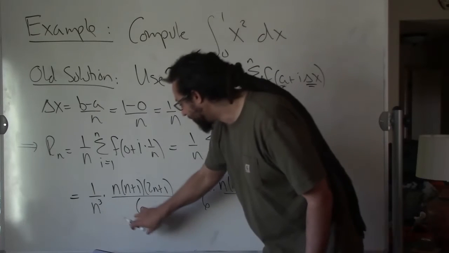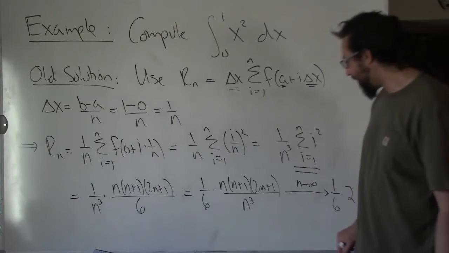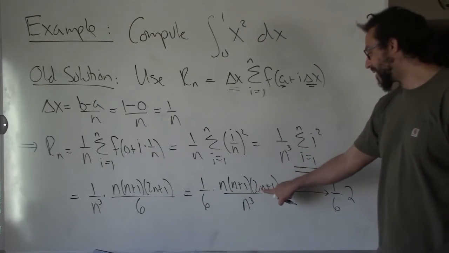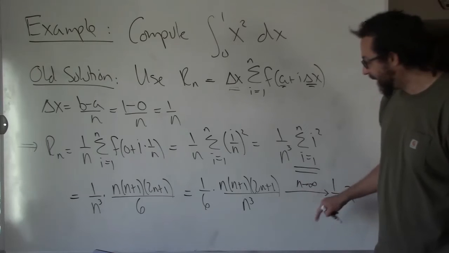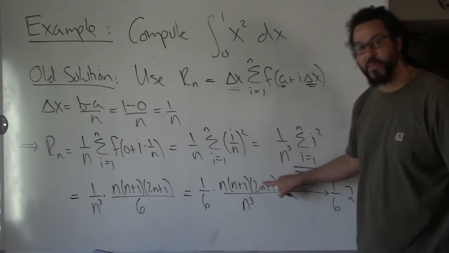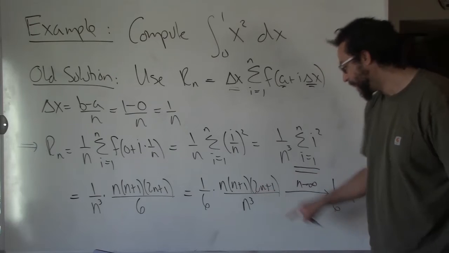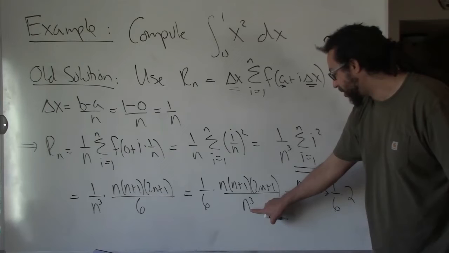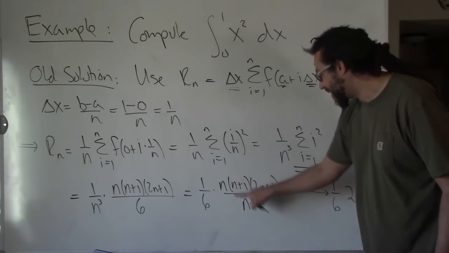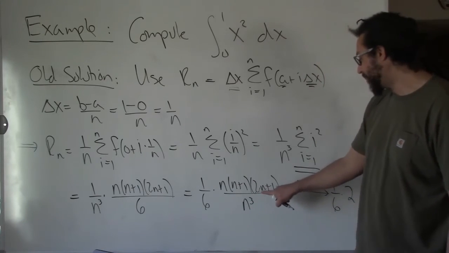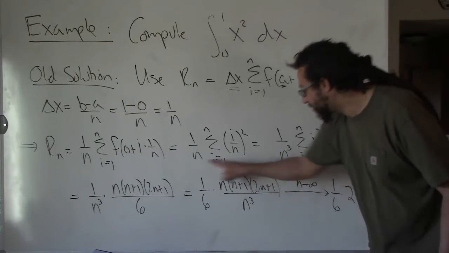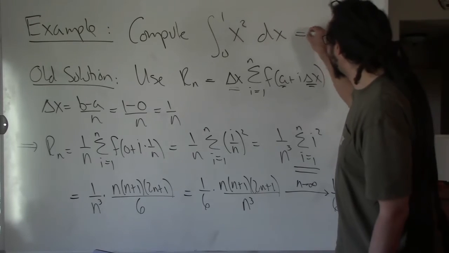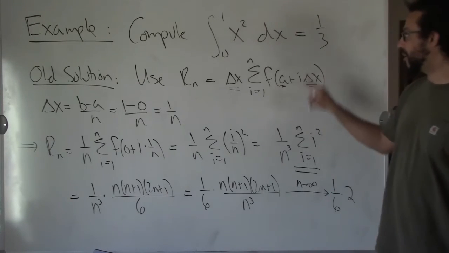And so now I can exchange these two terms in the denominator. I get 1 over 6 times n plus 1 times 2n plus 1 over n cubed. And so now the degree of this polynomial in n up top is 3, and the leading term is 2. So I've got a 2n cubed over an n cubed. So as n goes to infinity, this thing will go to 2 over 1. So this whole thing goes to 1 over 6 times 2 over 1. And so we can see that this definite integral is 1/3.